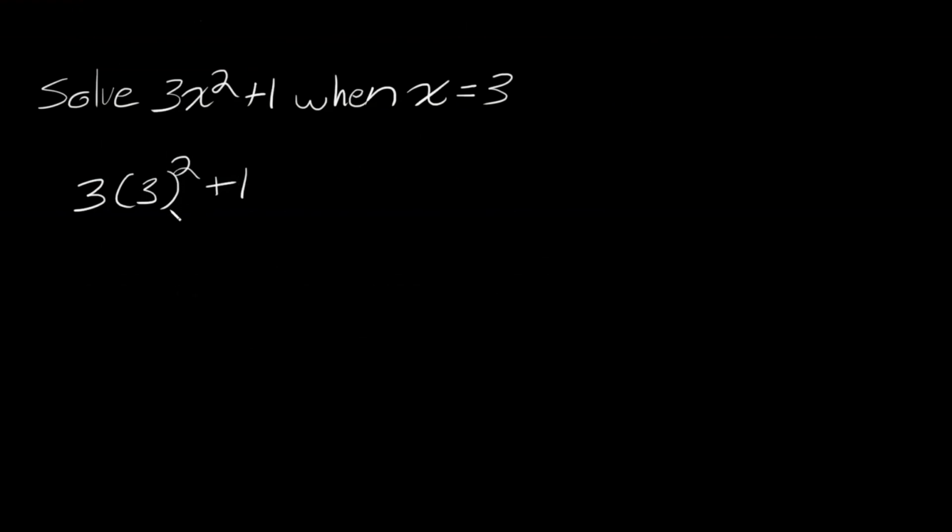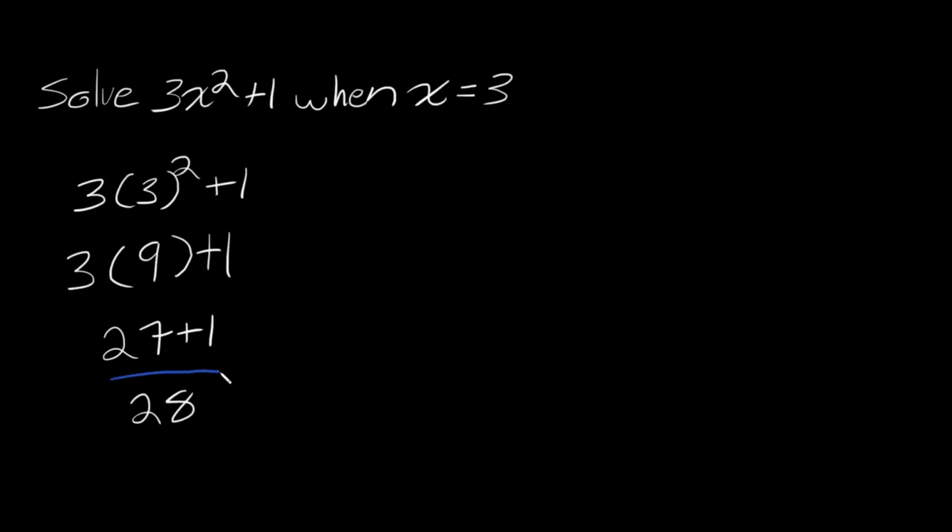And we'll do PEMDAS, so we have an exponent, so let's evaluate this first. This will be 3 times 3 to the second power, which is 3 times 3, which is 9, plus 1. Let's see, 3 times 9 is 27, plus 1. So our answer here is 28.